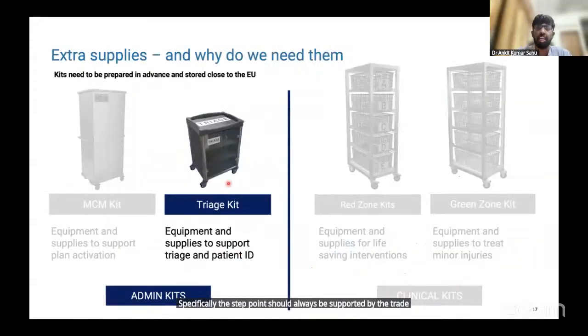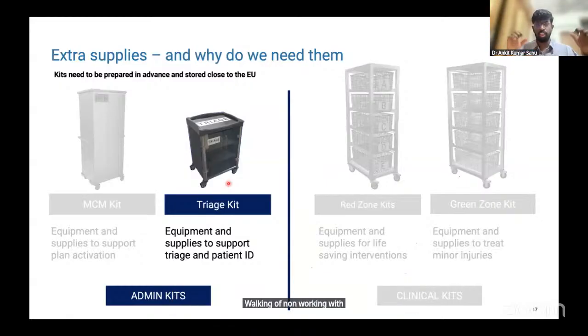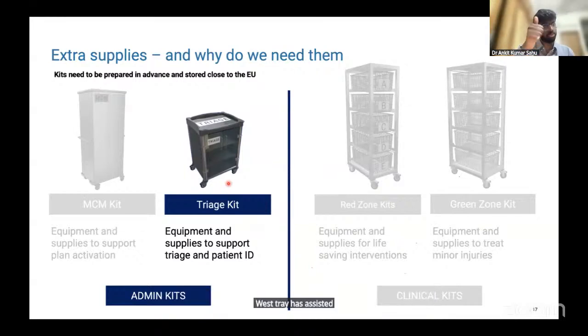So what should be there in the triage kit? I'll just go through what is to be done in triage 1. In the step 1 triage, the patient has come, walking or non-walking, we don't need anything. Now, there is a triage nursing officer or the triage in charge. So he or she should wear a vest. So the triage kit must have a high visibility vest. Triage assistant should have a high visibility vest.